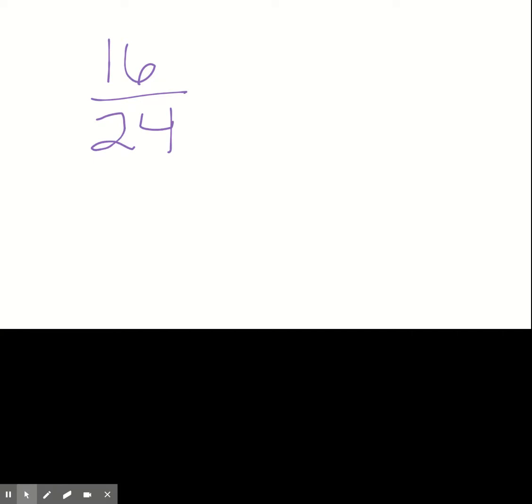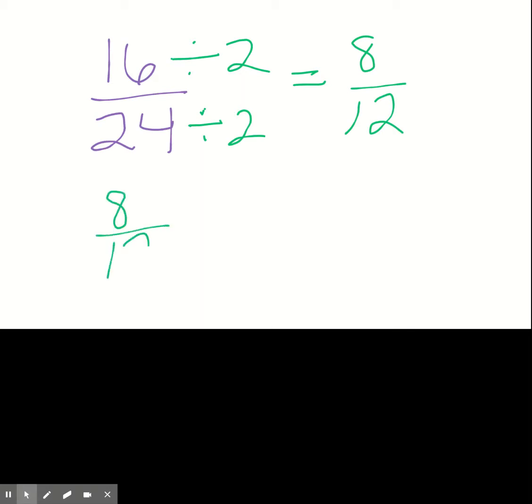Right away, you can tell this has a lot of common factors. But if you're not sure where to go, remember, even numbers like these are all divisible by 2. So they all have a common factor of 2. Let's simplify. 16 divided by 2 is 8. 24 divided by 2 is 12. My friends, as long as the numerator and denominator are both even numbers, you can still simplify some more.